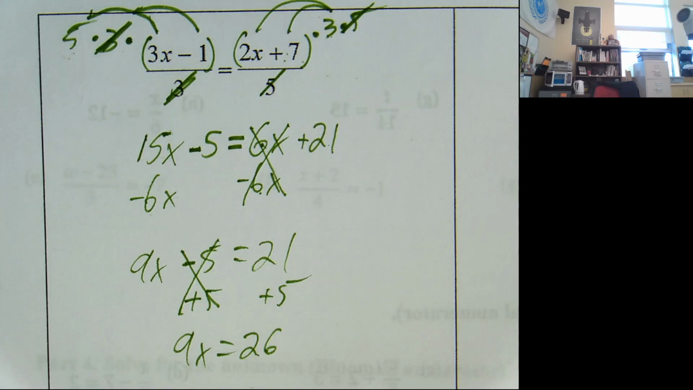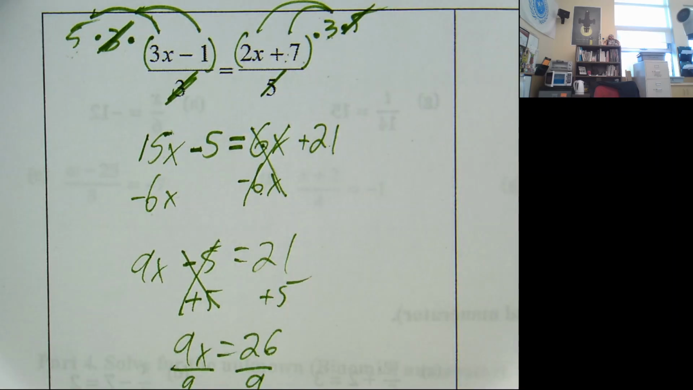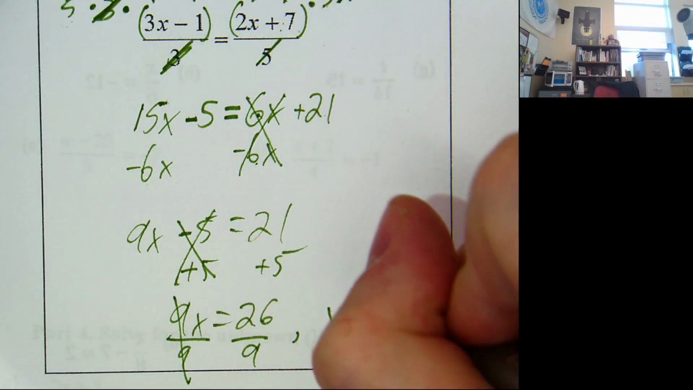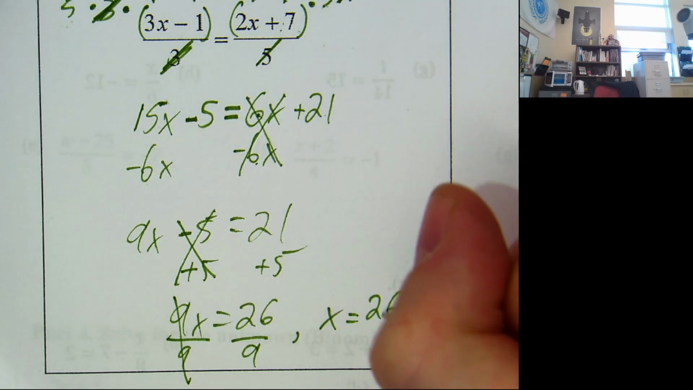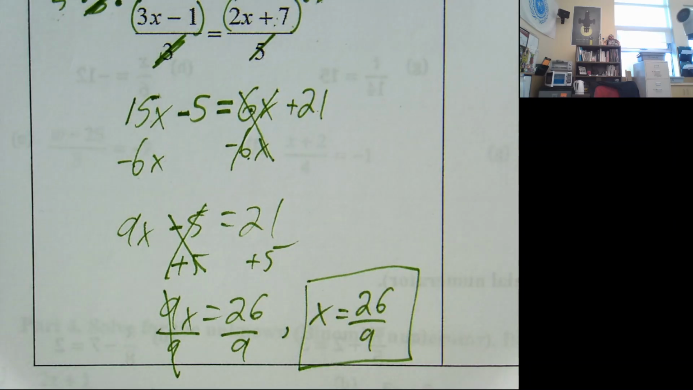Now I've got 9x. I don't want 9x. I just want x. So what do I have to do? Divide by 9. 9x divided by 9 is just going to give you x. And 26 over 9 does not simplify. So this is a totally acceptable final answer. You do not need to convert that thing to a decimal.